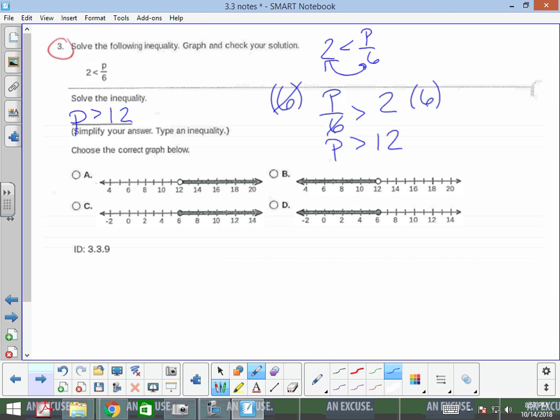When you do the greater than, you can use the keyboard. Right beside the letter M is the less than and greater than symbol, or you can click on the tool tray at the bottom and click on greater than there. All right, so 12 has a hole, and the shading is going to the right.